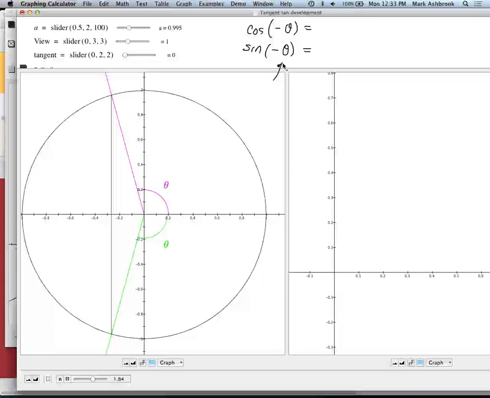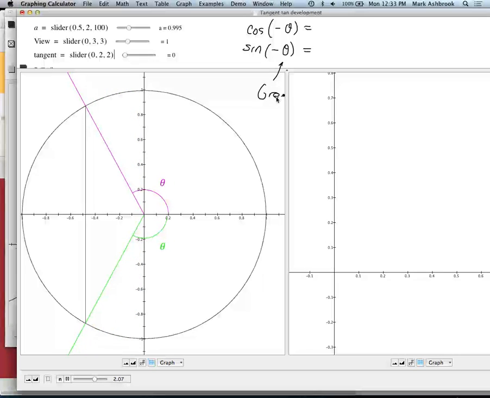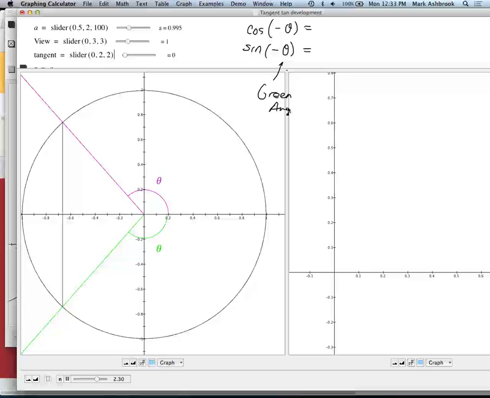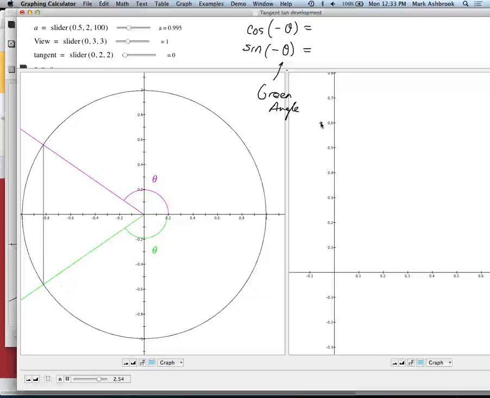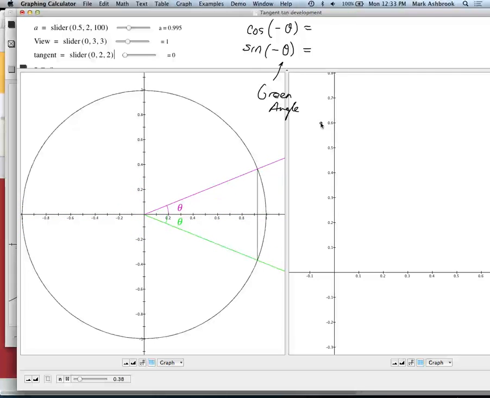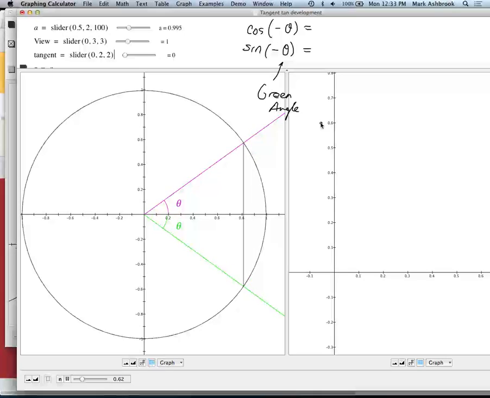So basically what we're saying is, what happens when you put the measure of the green angle into sine or cosine? What do you get relative to the purple angle?